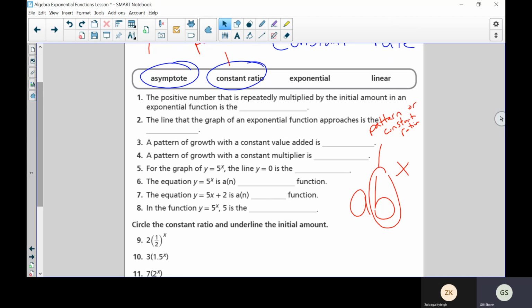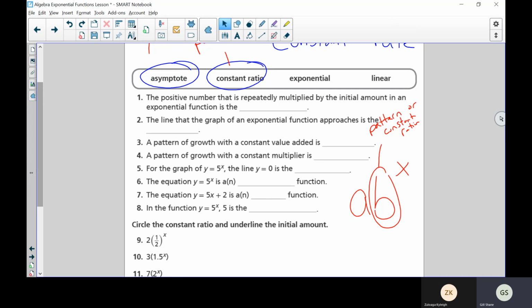Number 1 was constant ratio. You should be able to get that one on your own. Number 3. If it's based on addition, what kind of function is it? Linear. If it's based on multiplication, what kind of function is it? If it's based on multiplying, what kind of function is it? Exponential. Number 5. What is the line y equals 0 in that? If you didn't know what they meant, it's not a big deal on that one, but it's an asymptote.